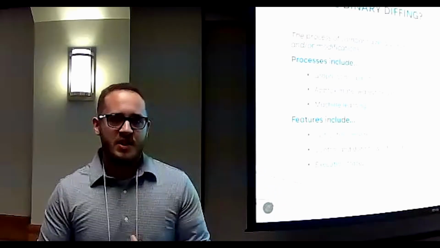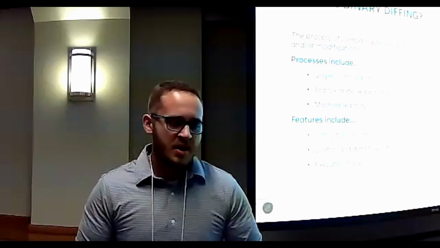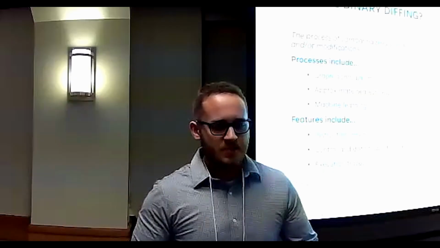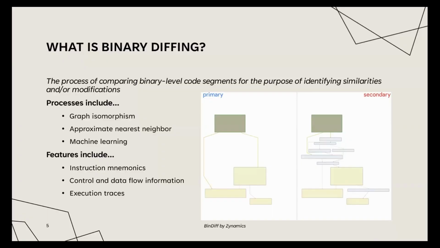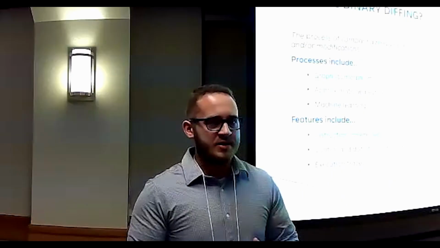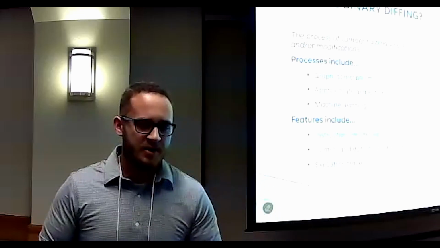So different processes that we can use to do this. Graph isomorphism was one of the first techniques that BinDiff uses. Approximate nearest neighbor, more like a data science approach. And then there's a ton of machine learning research in this space as well. Features that we can look at: instruction mnemonics, move, add, compare, those sorts of things. Control and data flow information, as well as execution traces. So there is some work in the dynamic analysis space for binary diffing.